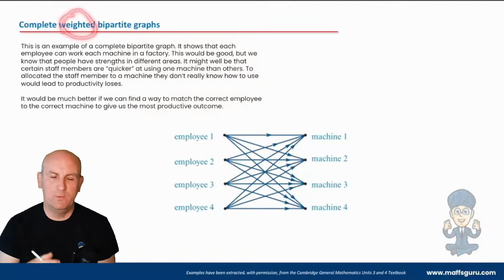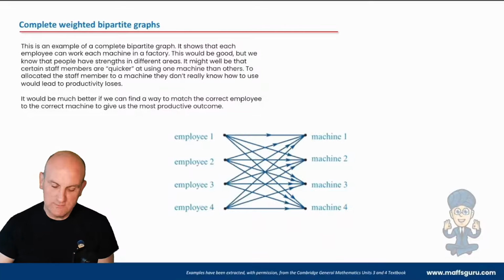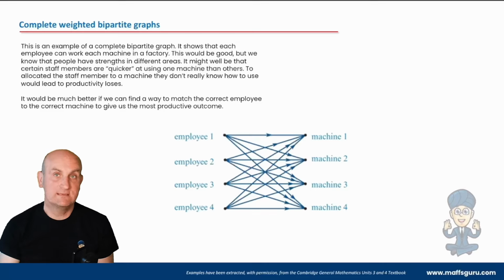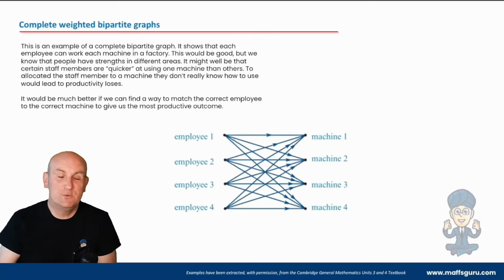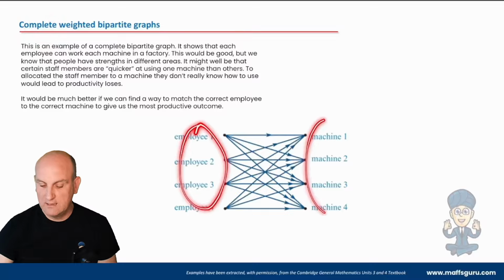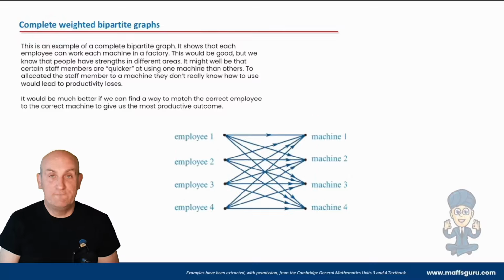I'm going to come back to the word weighted at another point, because ultimately that would mean that these would have individual weights, and that could be how many things employee one can create per hour, or how long it takes them to do a task. There's lots of things that can be done. In this situation, the reason it is complete is because every employee can operate every single machine.